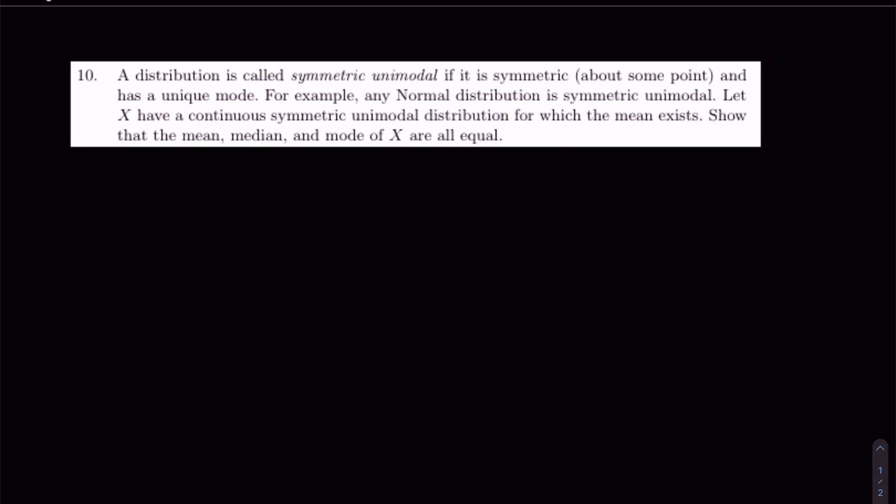Okay, so let's start by giving the definitions of the mean, median, and mode. The mean of x, and this is now a continuous random variable, so over its support we define the mean in the following way, and let's just call this mu.